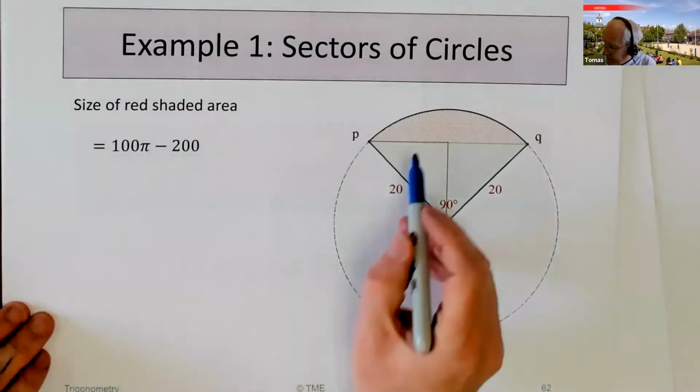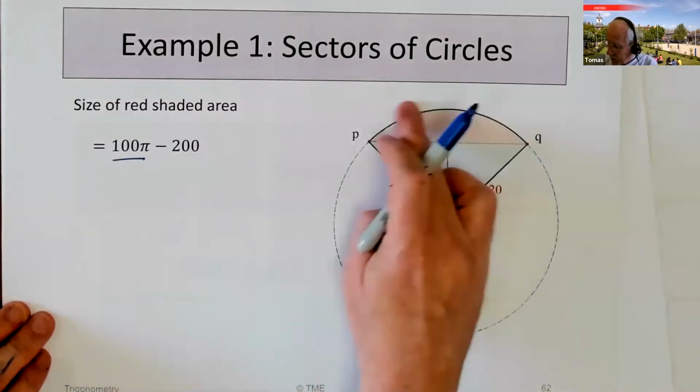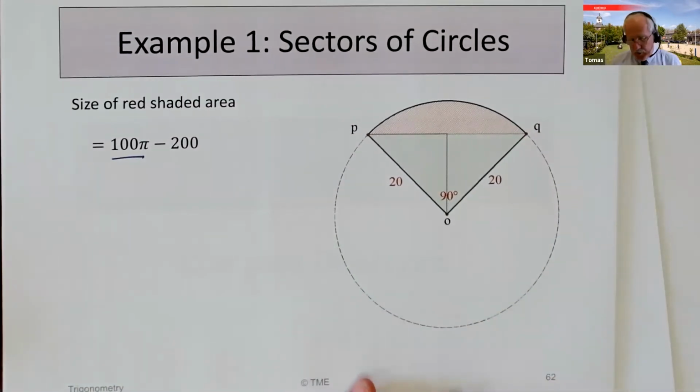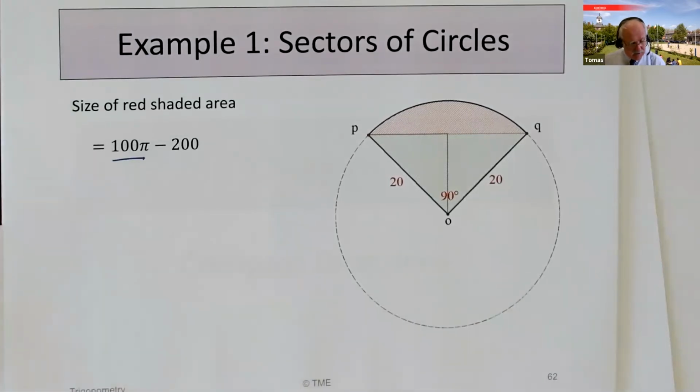So the shaded area in red is the 100 pi, the whole lot of it, minus the 200. And that's how they get you to do those questions. They ask you to separate it into various chunks so you can actually figure out which is which.